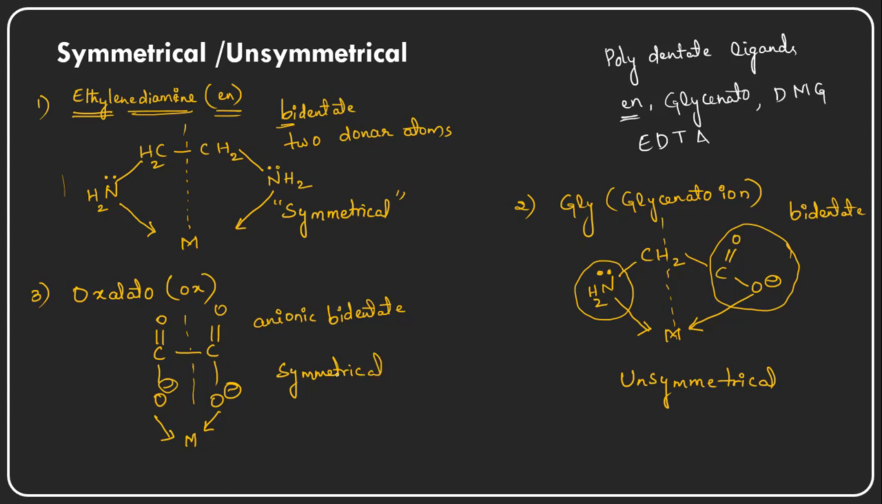So what is a symmetrical ligand? If you break the molecule into two, the left hand side should be equal to the right hand side, and they must have similar types of donor atoms on both sides. But in the glycinato ion, the NH2 group is here and the carboxylate ion is here. Both are different from each other. That is the reason it is called an unsymmetrical bidentate ligand.